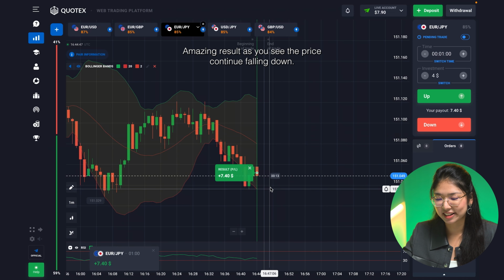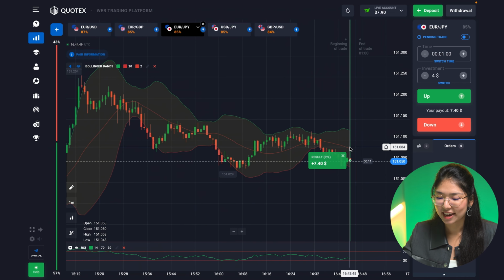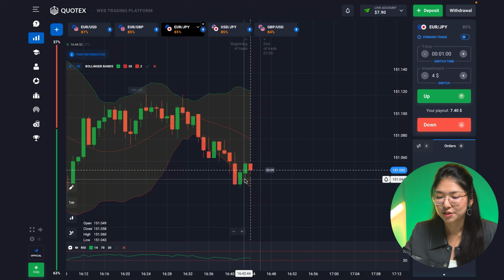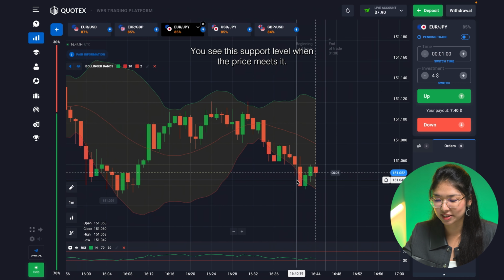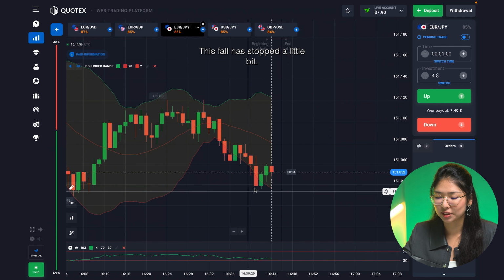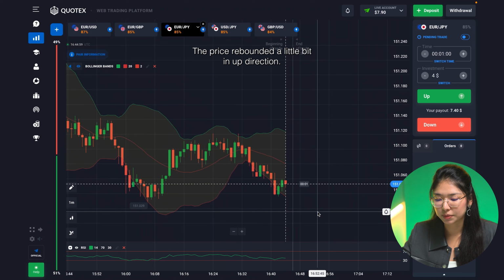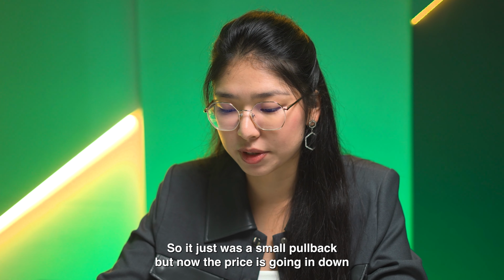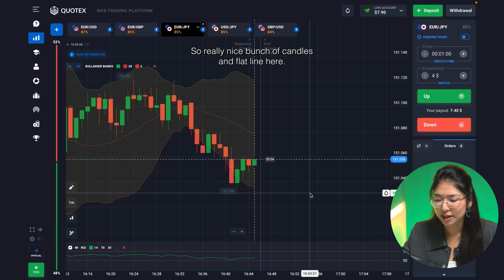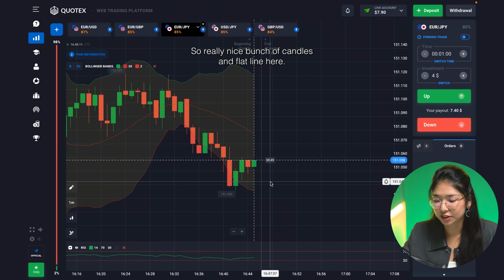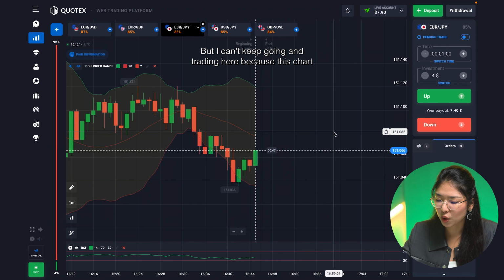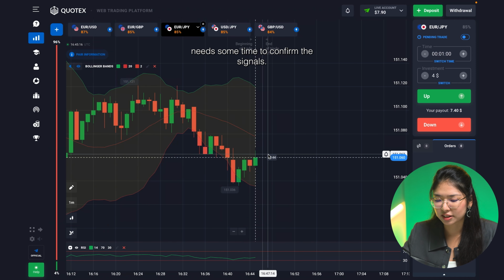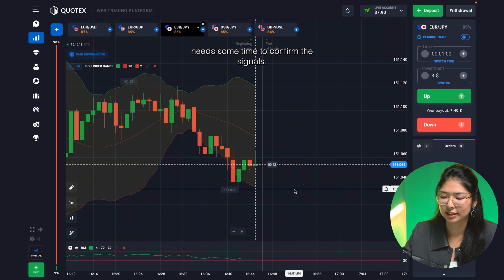So, amazing result. As you see, the price continues falling down, and the price has stopped at this level. You see the support level: when the price meets it, this fall has stopped a little bit. The price rebounded a little bit in the up direction, and it was just a small pullback, but now the price is going in the down direction again, with a really nice bunch of candles and a flat line here. But I can keep trading because this chart needs some time to confirm the signals, guys.